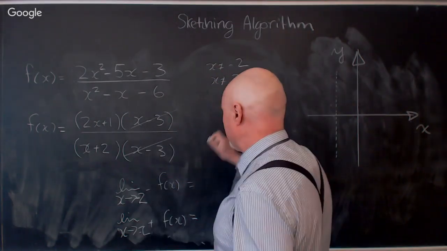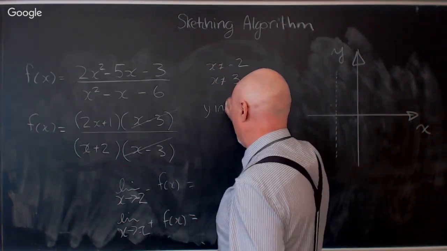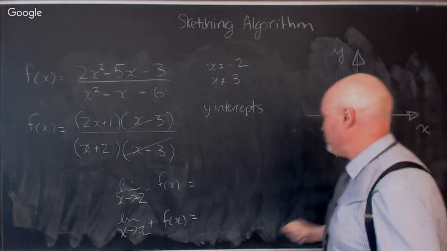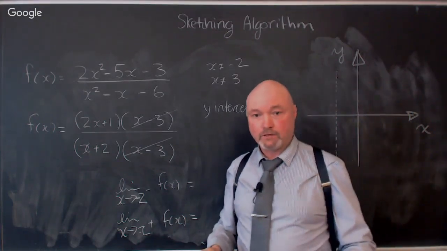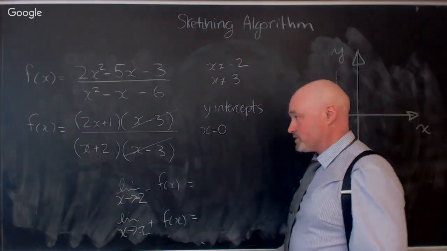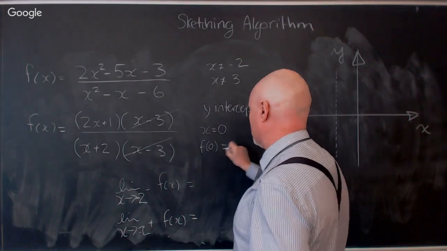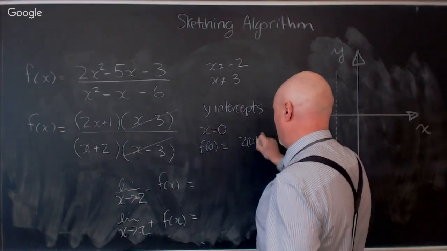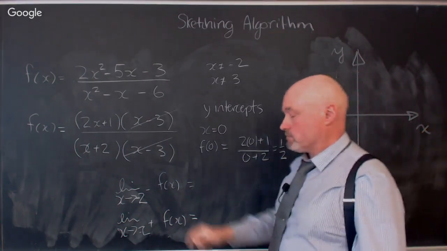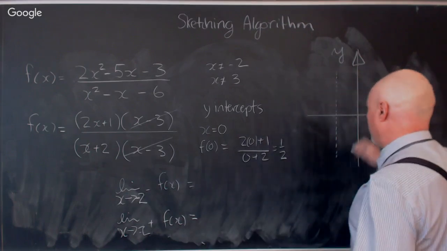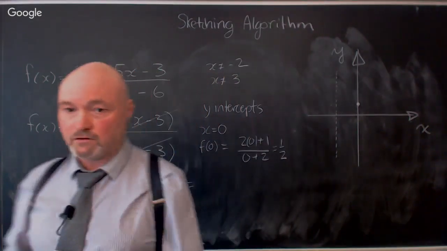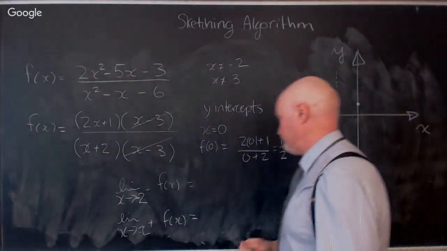Let's do y-intercepts, because y-intercepts are fun. What is the value of x at a y-intercept? It is 0, so I'm just going to find out what f at 0 is, and that's 2 times 0 plus 1 all over 0 plus 2. And so there we go. I have a y-intercept, and it happens at 1/2. Okay, already I know something about what this function looks like.